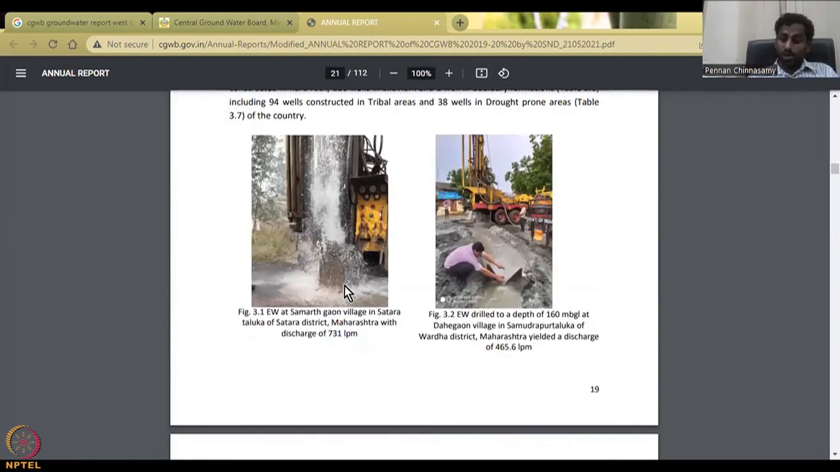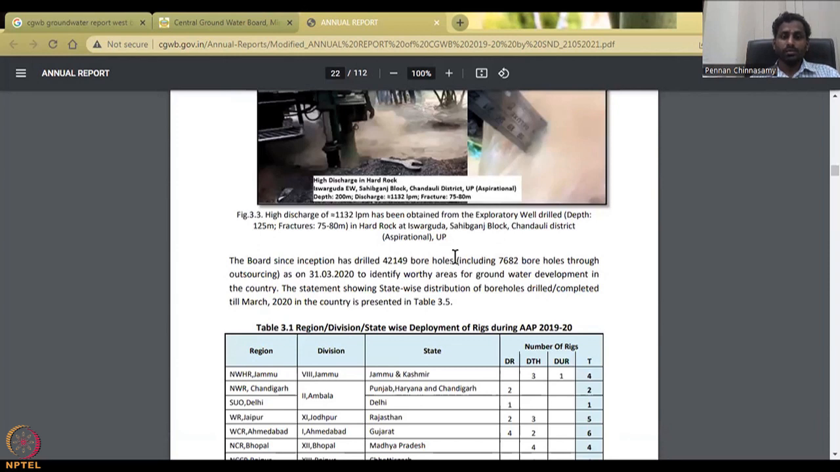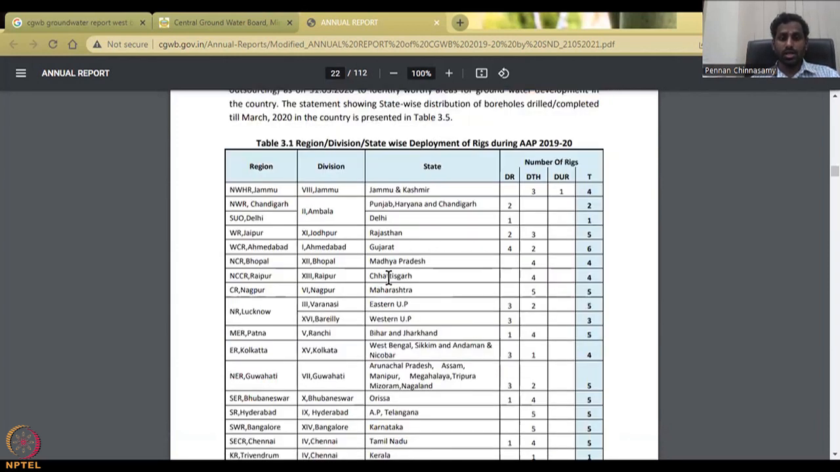So these are the groundwater explorations, as I said. You see the big driller that comes in. It drills inside, takes samples at each and every depth that they want. And then it says, like, 160 meters below groundwater level in Wardha district, Maharashtra, yield discharge of 465.6 liters per minute. That's a lot of water. So they measure the yield. Also, they take samples to measure what type of hydraulic conductivity is there, those kinds of things. Okay, high discharge rocks, etc.